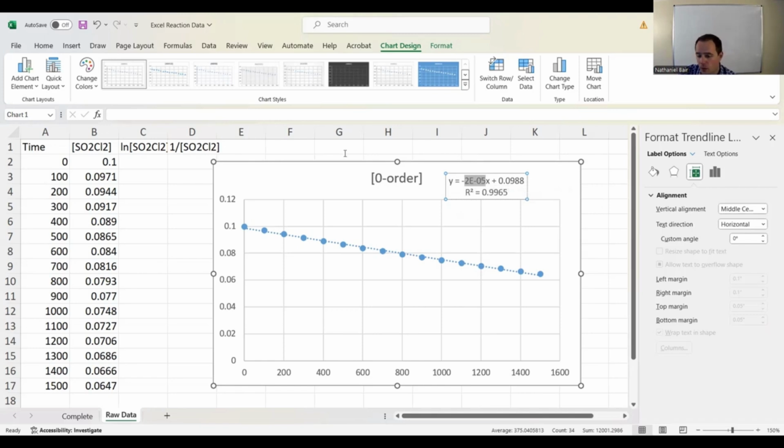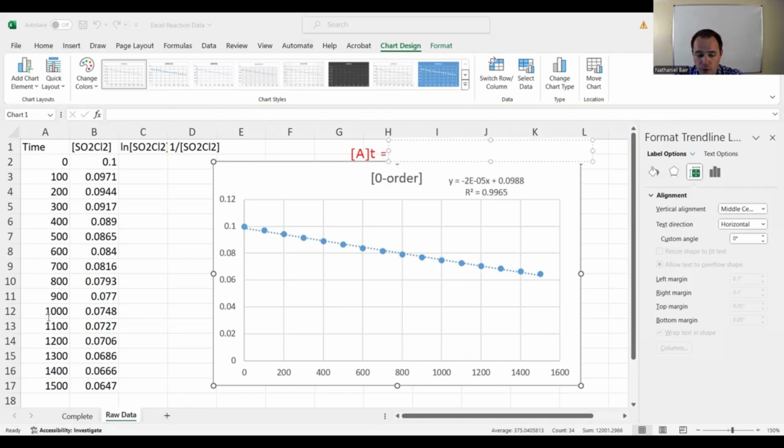If something was zero order, remember, the concentration of A at time t equals negative kt plus the initial concentration of A. So right there, the slope is negative k, so k would be 2 times 10 to the negative fifth. And then that must have been the initial concentration.